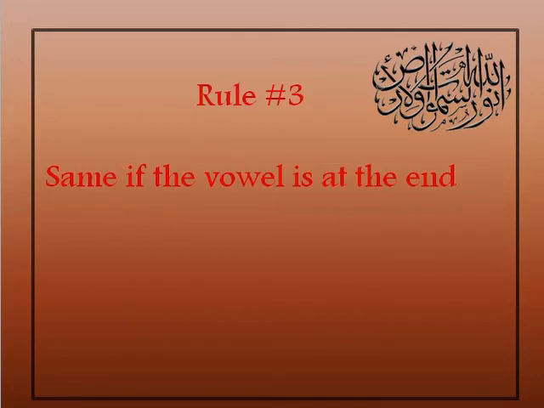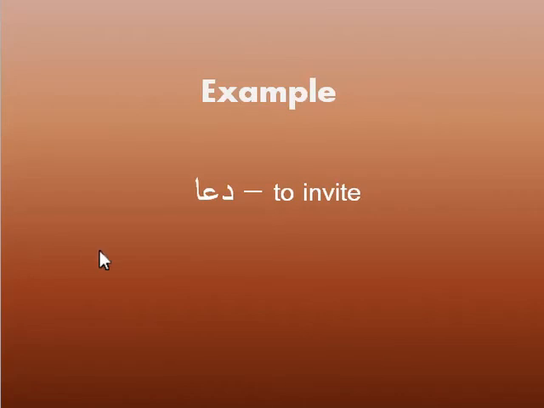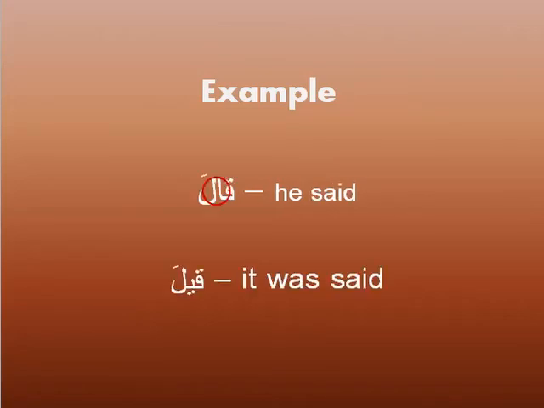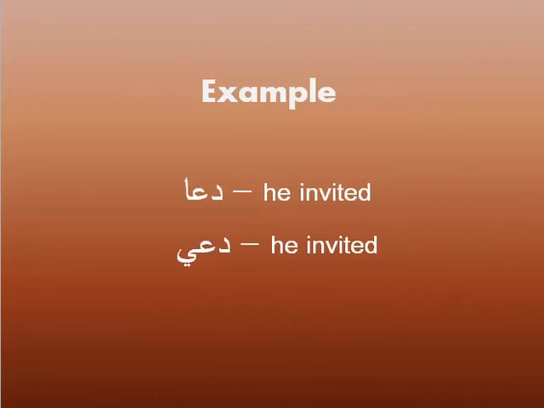Okay. Unfortunately, not all long vowels come in the middle, but the same rule applies if the vowel is at the end. So let's take an example. Da'a is to invite. Literally, it means he invited. Okay. Well, what's happening again? Let's look at this one. We changed the long vowel aleph to an E. So what we get here is da'a becomes da'i.